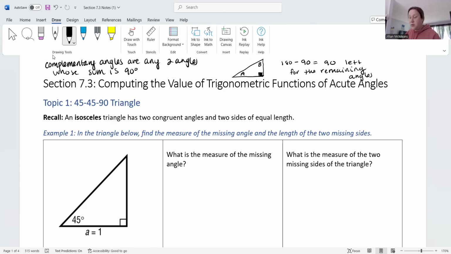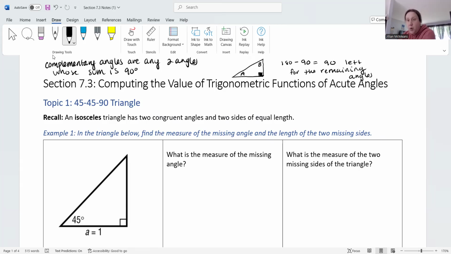What you need to know about this triangle is it is an isosceles triangle. An isosceles triangle has two congruent angles and two sides of equal length. So we need to understand that. It has to have two congruent angles; those are going to be the 45, 45 angles. And then there are three sides, but the two sides that make up the right angle, the legs of the triangle, also have the same length. Let's break that down and see what that means for us.